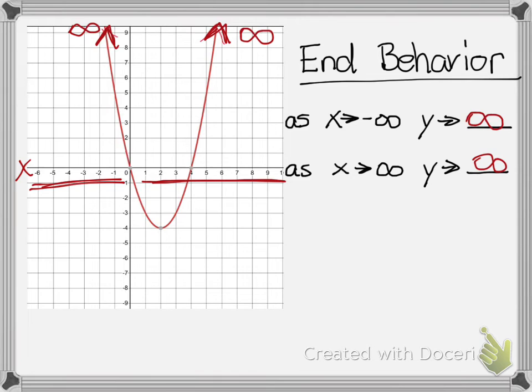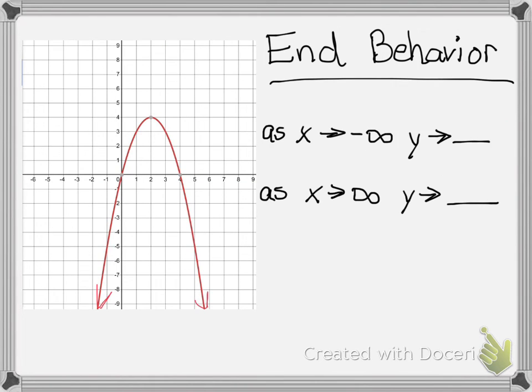So basically, when you have a parabola and both of your arrows are pointing up, your end behavior should end with positive infinity on both flanks. But when it's pointing down, take a wild guess what they should end with. Yep, you are correct. Negative infinity, because that means they're going to keep going down, down, down, and never stop. And that's it.